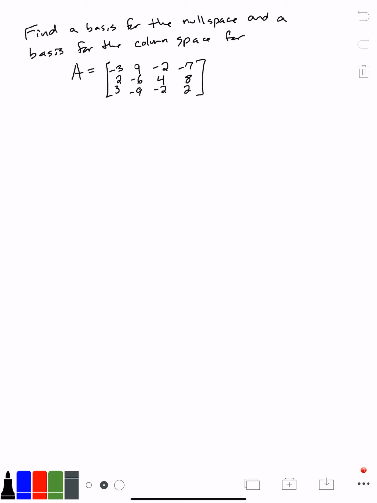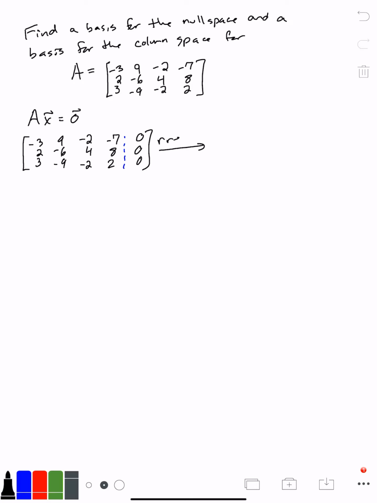Remember, for a null space, we're trying to solve Ax equals 0, and we learned how to solve things like that before by making an augmented matrix. So we're going to go ahead and do that here. Equals 0. All right, this is our augmented matrix. And so once we have that, we're going to do our row operations, get it into reduced row echelon form.